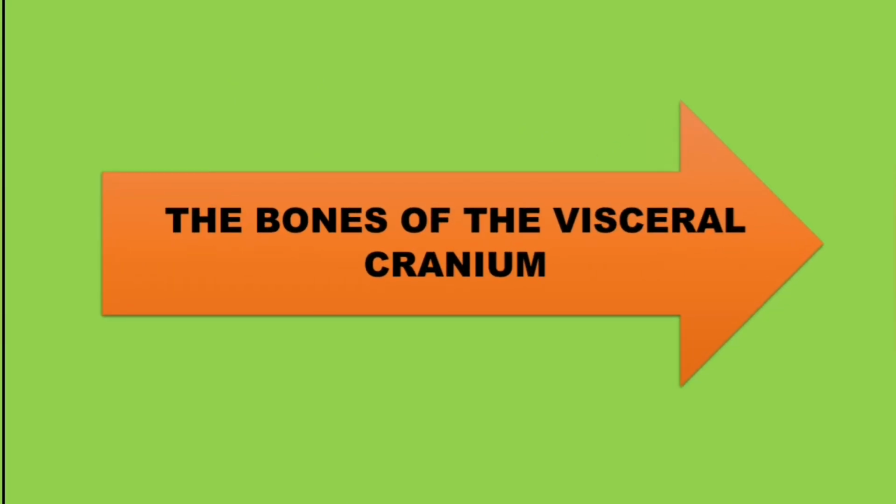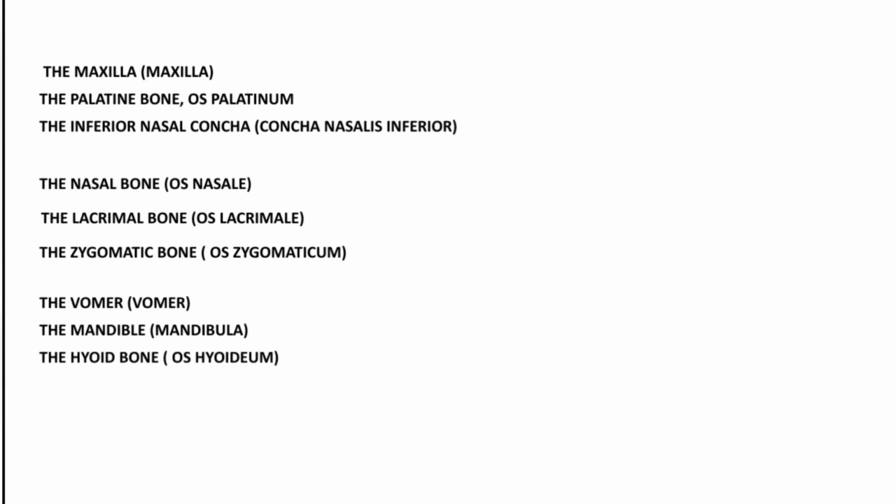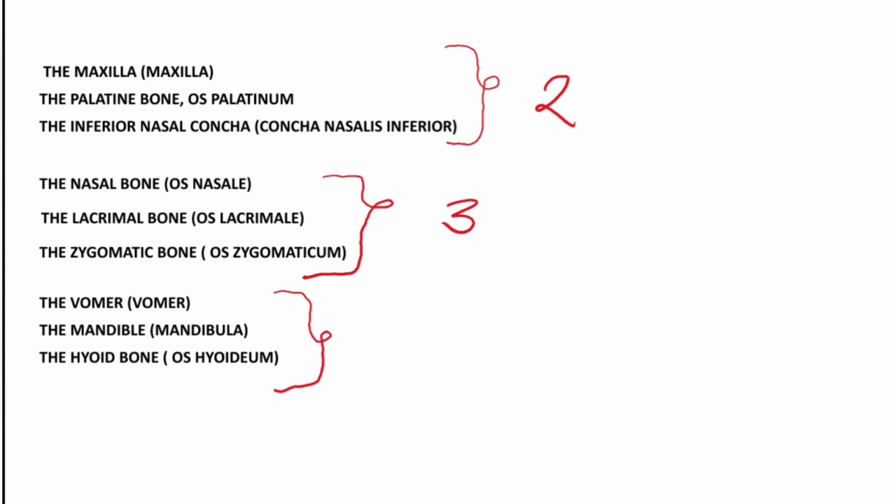The second part is the bones of the visceral cranium, which are about 9. They include the maxilla, the palatine bone, the inferior nasal concha, the nasal bones, the lacrimal bones, the zygomatic bones, the vomer, the mandible, and the hyoid bone. There are a lot, and we cannot put all of them in one video, so I would like to divide them into three groups. This video is the first part. The second part will be the maxilla, palatine, and the inferior nasal concha. The third part will be the nasal bone, the lacrimal bone, and the zygomatic. And the last part will cover the vomer, the mandible, and the hyoid bone.